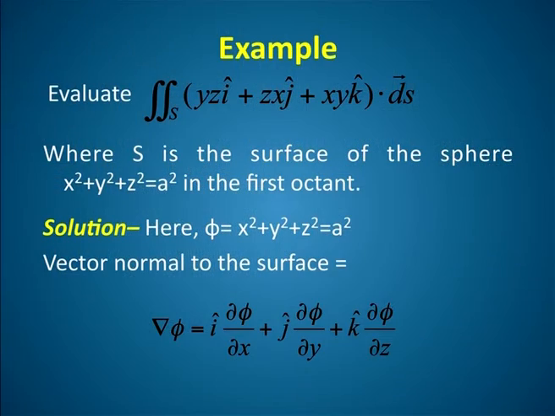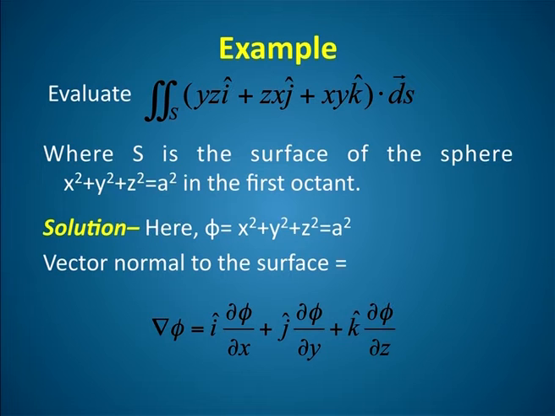I will explain another example of the surface integral as follows. Evaluate the double integral over the surface S of y z i plus z x j plus x y k dot ds, where S is the surface of the sphere x square plus y square plus z square is equal to a square in the first octant only. Here phi is equal to x square plus y square plus z square is equal to a square.